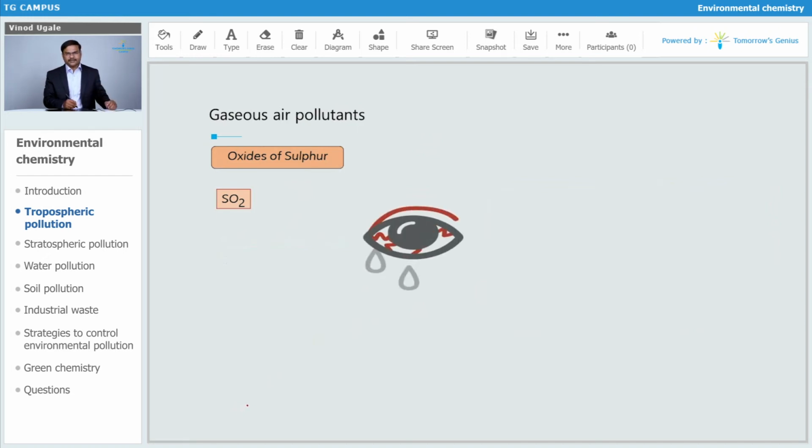Yes, we can see the eyes: it causes irritation to the eyes, redness of the eyes, and tears will start coming out from the eyes. That is the effect of sulphur dioxide. When we are traveling, on the bike, or walking, a lot of sulphur dioxide is present in the atmosphere, and that is going to cause us such types of problems.